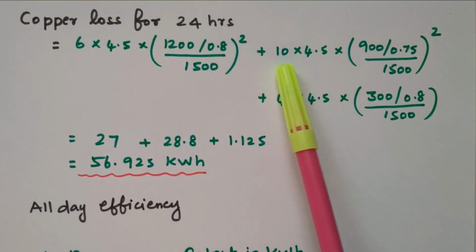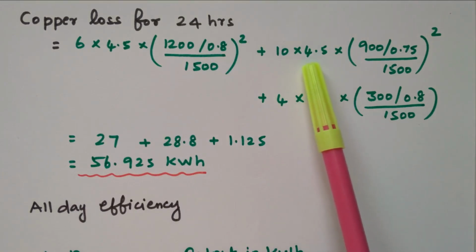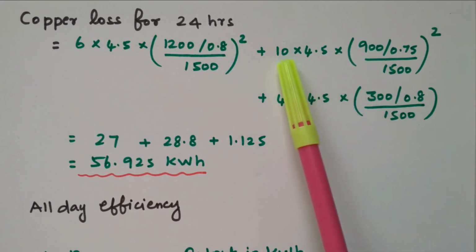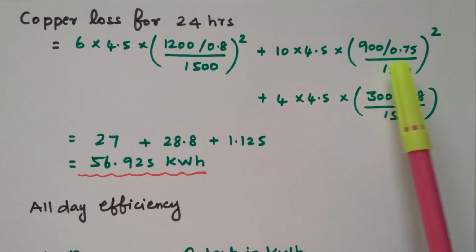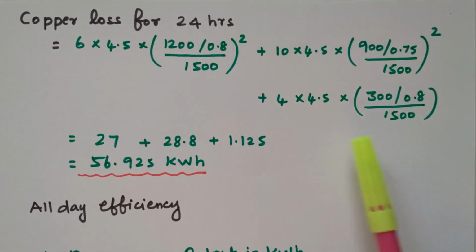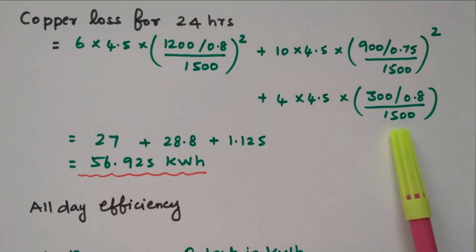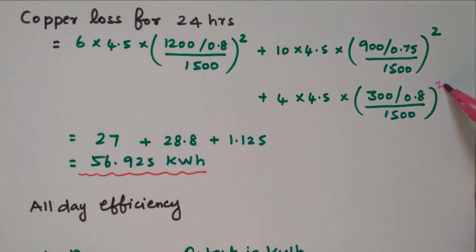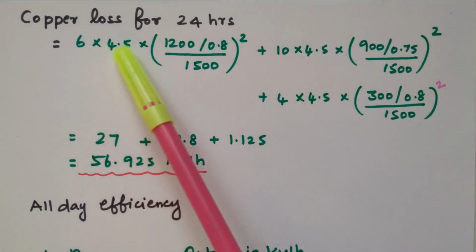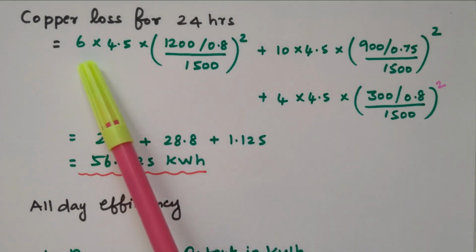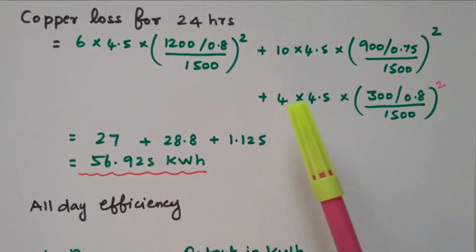Similarly, for the next 10 hours, the full load copper loss is 4.5, the load is 900 with power factor 0.75, divided by 1500, squared. For the next 4 hours, the load is 300, power factor is 0.8, divided by the actual kVA of 1500, squared. This is the copper loss calculated for 24 hours: 6 hours, then 4 hours, then 10 hours, and the remaining 4 hours the power is 0.